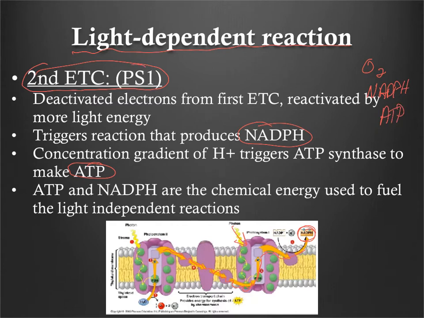Now, this whole idea of photosystem 1 and photosystem 2, that is these guys. This is photosystem 2, and this is photosystem 1. Now, even though it starts here, starts with photosystem 2, it's more by the way they were discovered that they're named, not necessarily the order of the reactions.